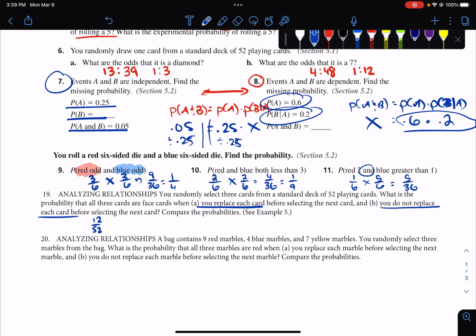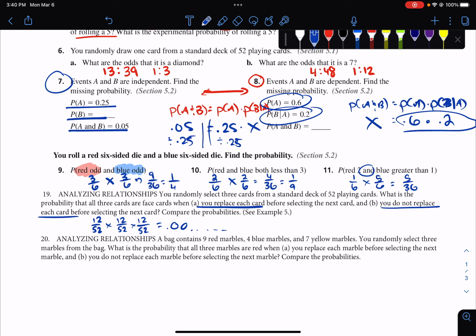So if I pick one and I'm going to pick another one, but I put the one I already picked back. So there's still 12 face cards out of 52 cards. And then I put it back and there's still 12 face cards out of 52 cards. So I'm going to multiply those 3 things together and I'm going to get some number. I don't even know what it is. So that's if I replace it.